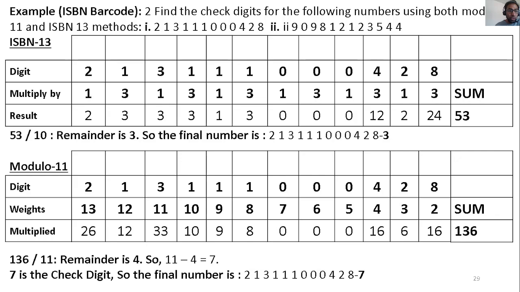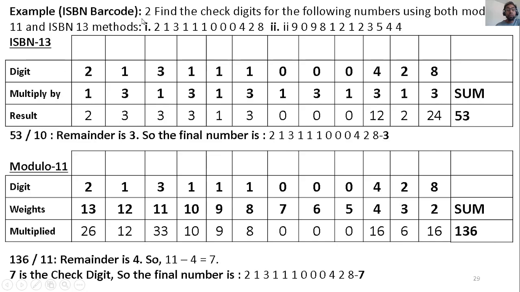Let's go for the next question. For the second question, we have to find the check digits for the following by using both ISBN 13 and Modulo 11. Why I'm calling it 13? Because we are multiplying by 1 the first, third, fifth, all the odd positions, and we are multiplying even positions by 3. This is why we are calling it 13.